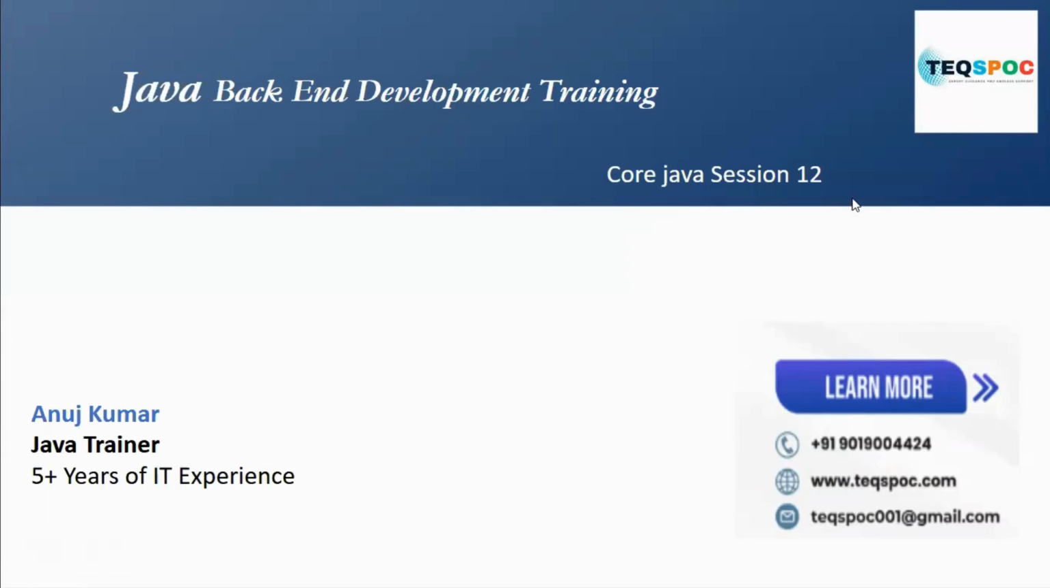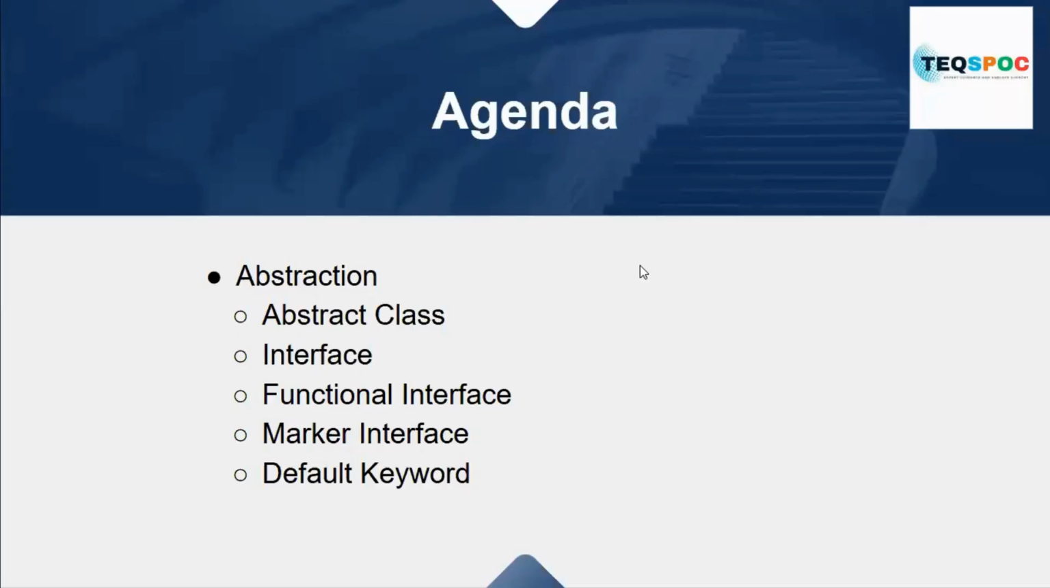Today is a core Java session. Today's class session agenda is we will see what is abstraction, what is abstract class, what is interface, what is a functional interface, what is marker interface, and what is a default keyword. So all these things are interrelated. This comes under the abstraction. Let us start our session.